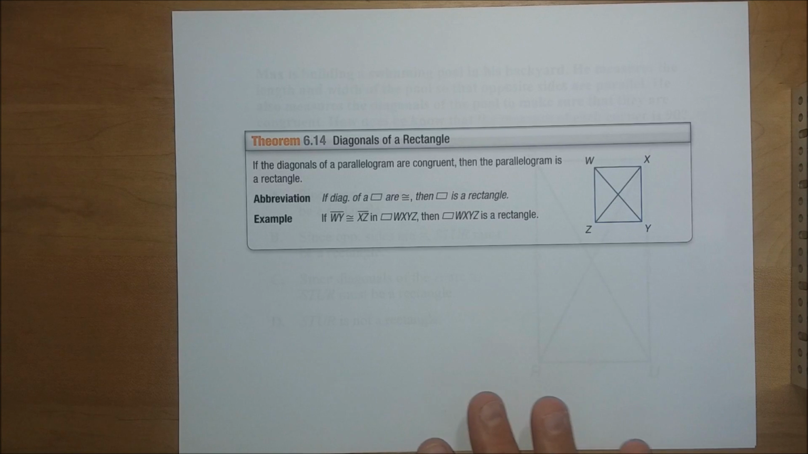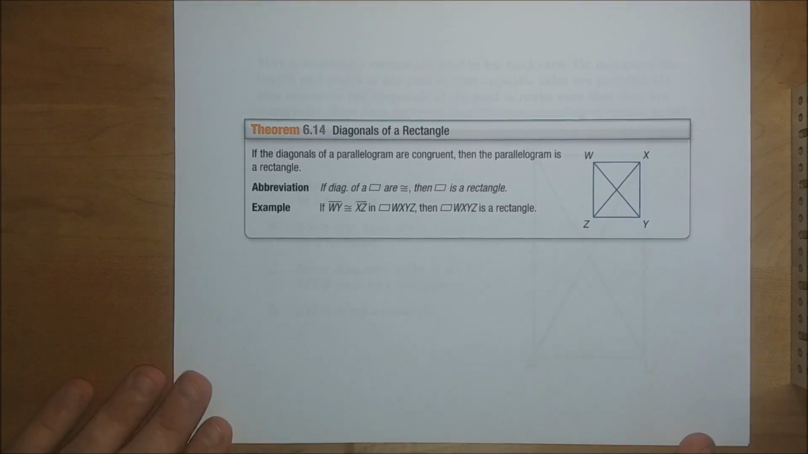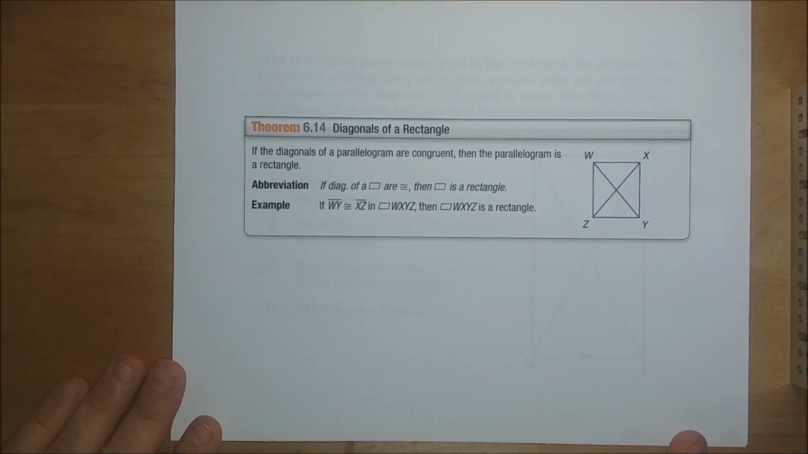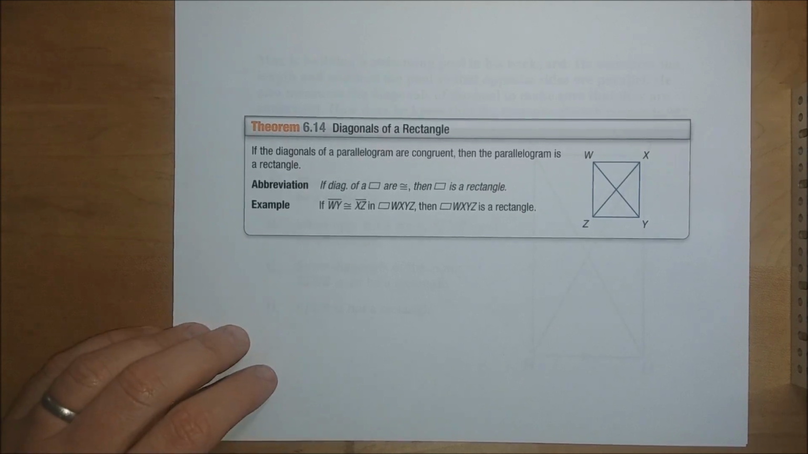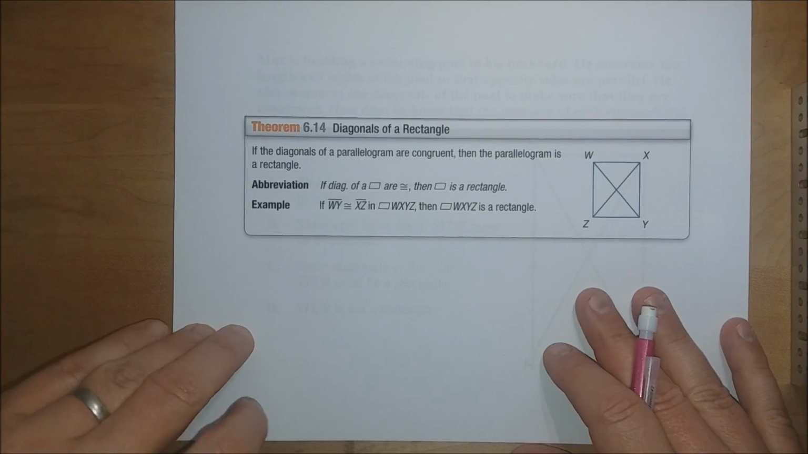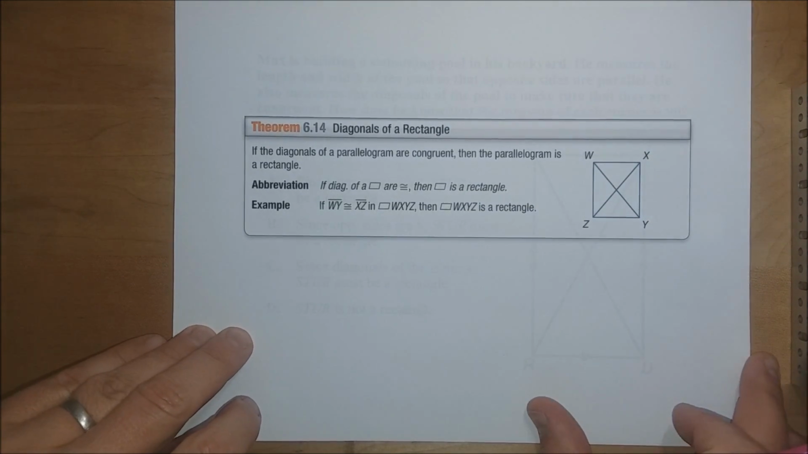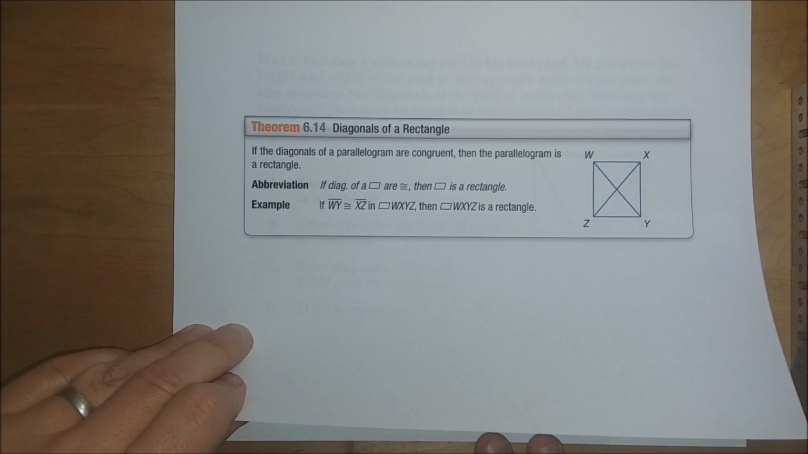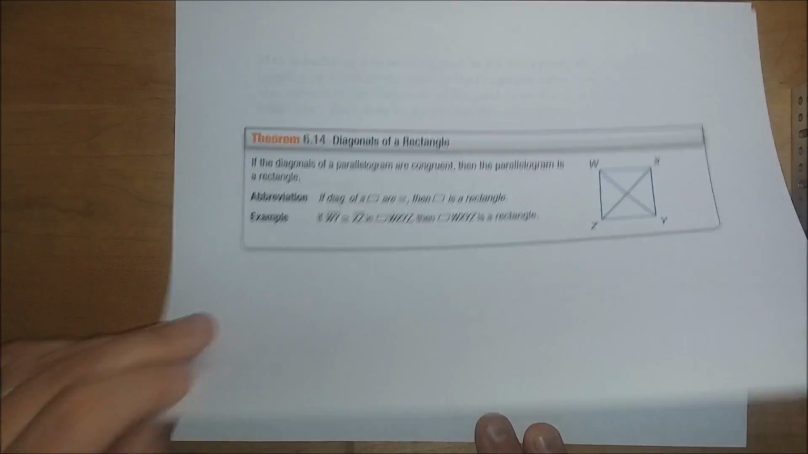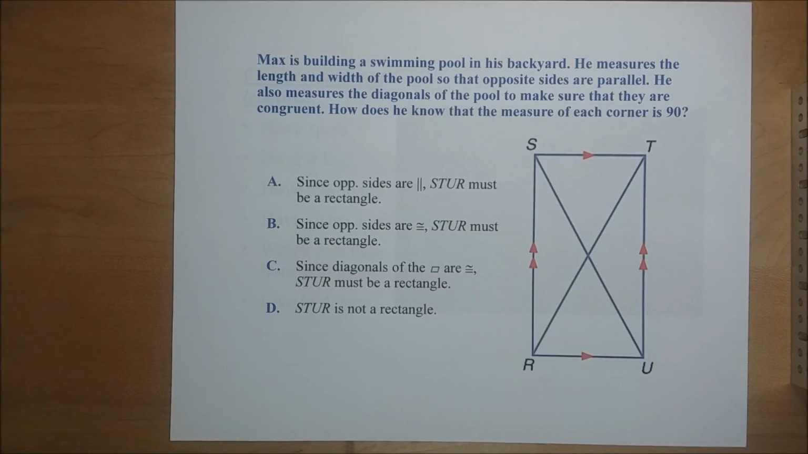Diagonals of a rectangle. If the diagonals of a parallelogram are congruent, then the parallelogram must be a rectangle. Okay, so this is basically how you prove, if you know you have a parallelogram, how do you know whether or not it's also a rectangle? This is going to be your test. You can test to see if the diagonals have the same measure, if they're congruent. So let's try a couple of problems like this.